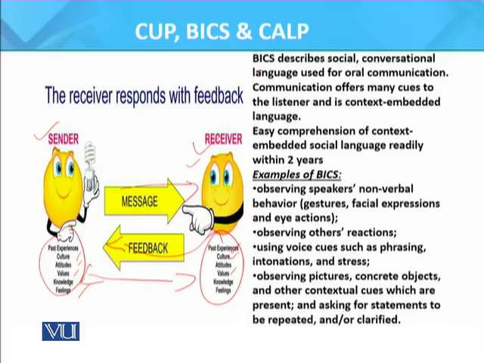So BICS, which is Basic Interpersonal Communication Skills, describes social conversational language used basically for oral communication. Since it's a very simple way of expression, oral communication is what is more emphasized in this particular model. Communication offers many cues to the listener and is context embedded. Easy comprehension of context embedded social language readily within 2 years. So basically, a child develops these basic skills within 2 years of exposure to any language, basically first language, even if this is the second language.